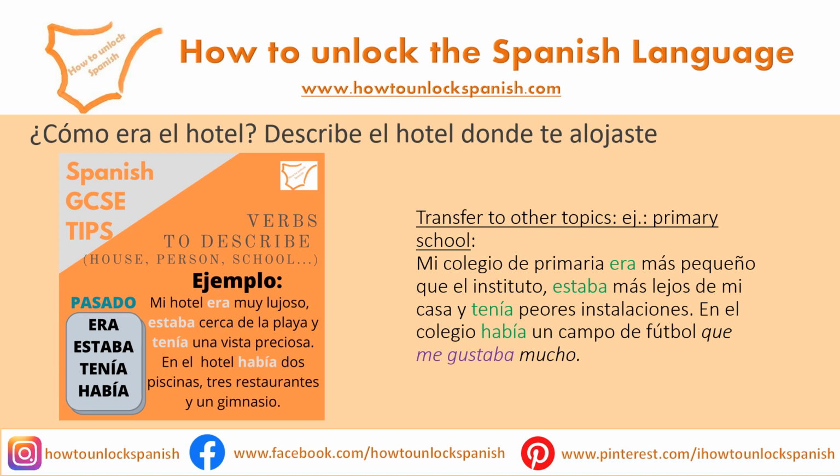So I add comparatives to add more marks. And I could also extend the answer saying, en el colegio había un campo de fútbol que me gustaba mucho. So I could use me gustaba if it's I used to like.